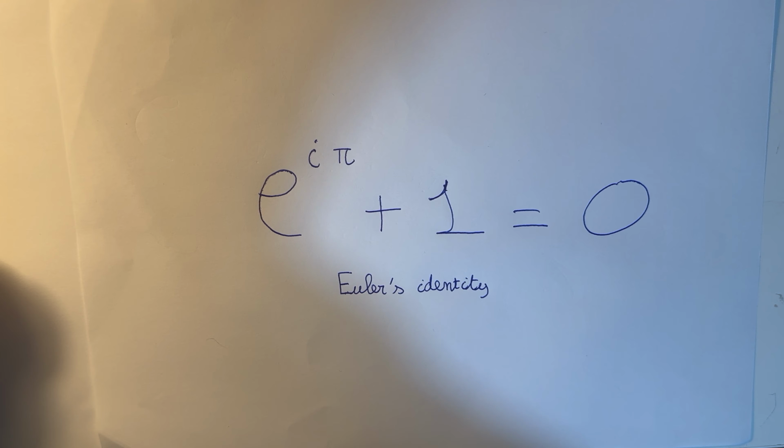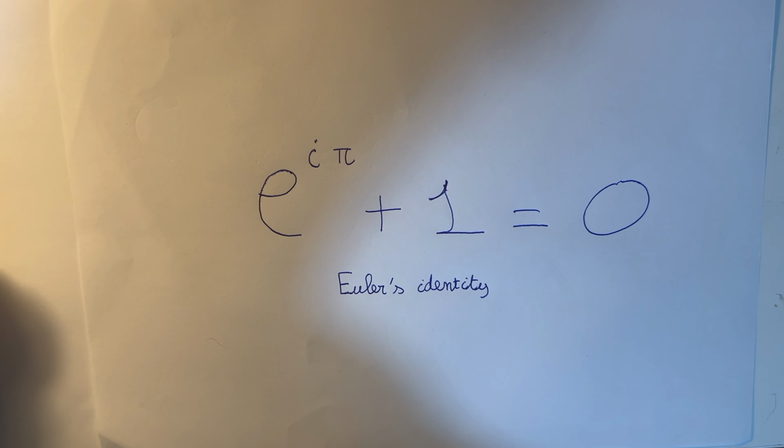In this video, I'll be deriving what I think and what many other people think is the most beautiful equation in mathematics, and that is Euler's identity. We have e to the i pi plus 1 is equal to 0. The reason why so many people think it's a nice equation is because of how elegant it is.